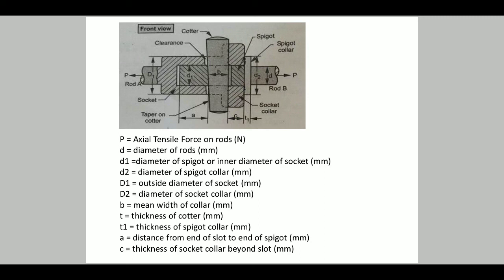a is the distance from the end of the slot to the end of the spigot. Here at the lower side we can see the distance a. And finally c is the thickness of socket collar beyond the slot in mm.